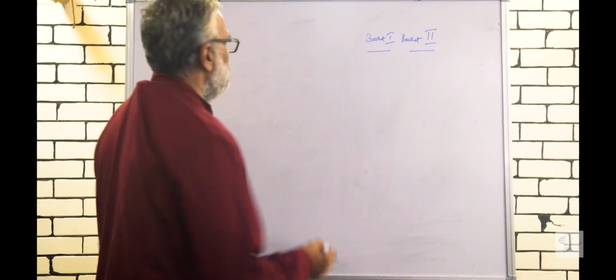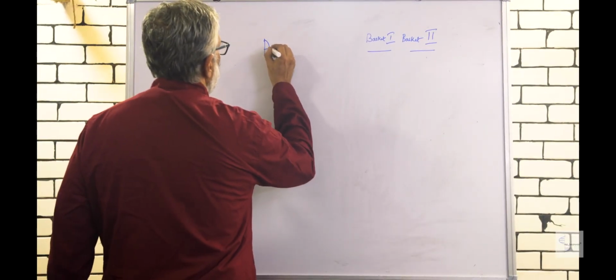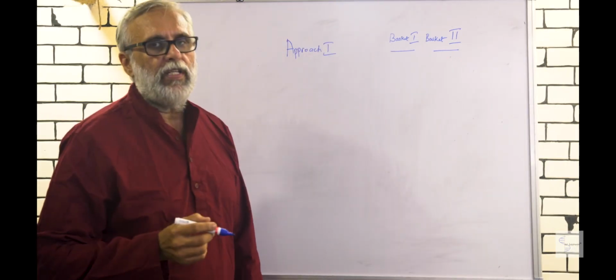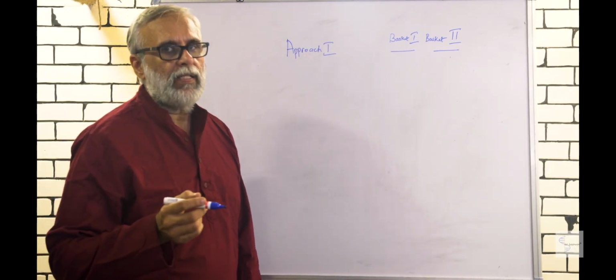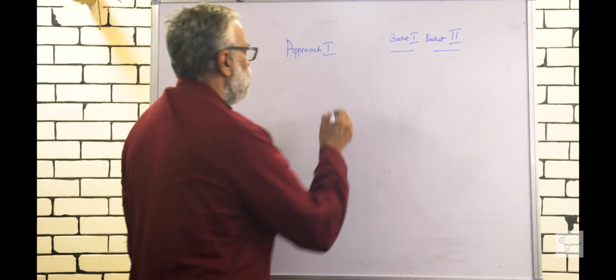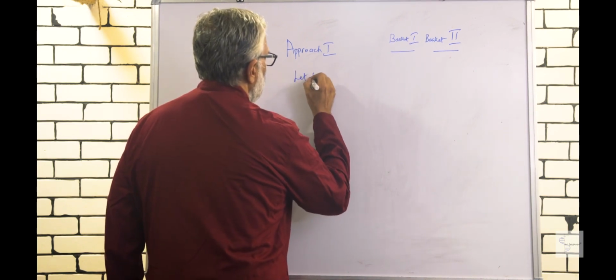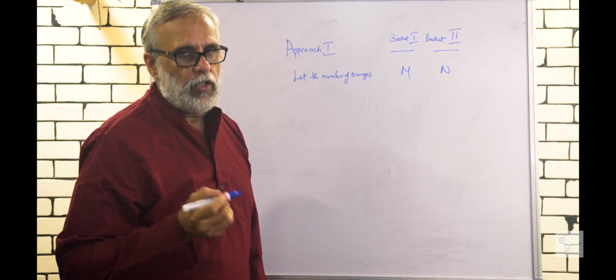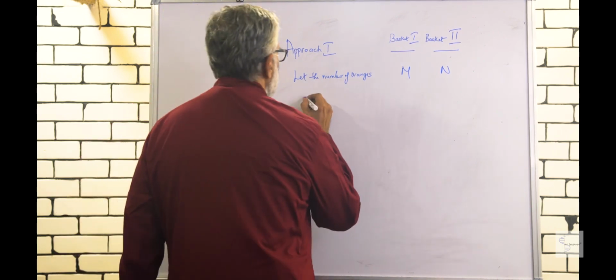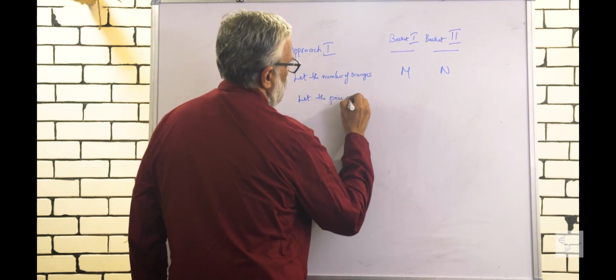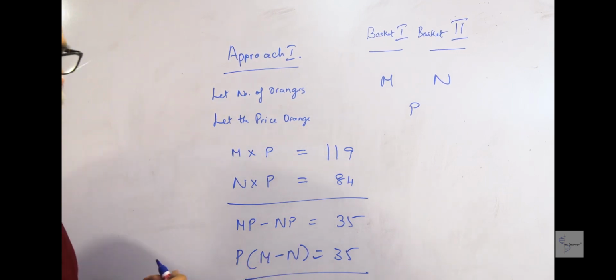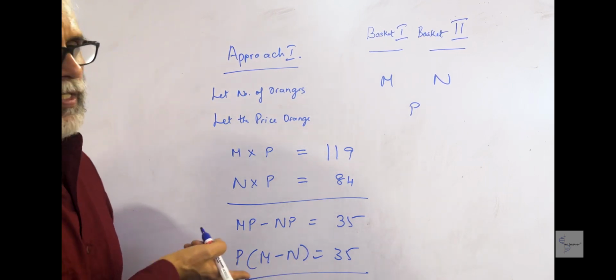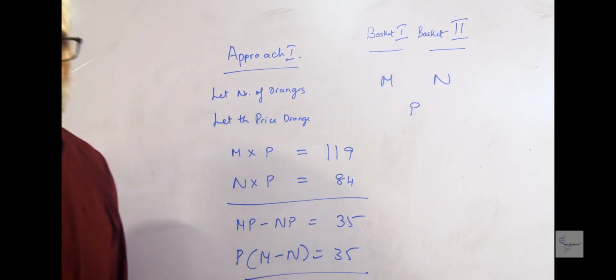Approach 1. Let the number of oranges in basket 1 and basket 2 be m and n. Let the price per orange be p. We have 3 variables and 2 equations. The problem is not solvable.